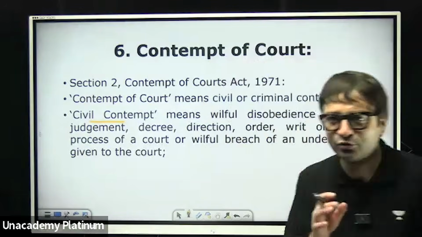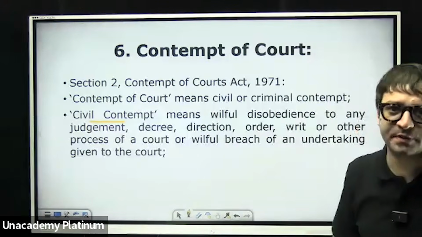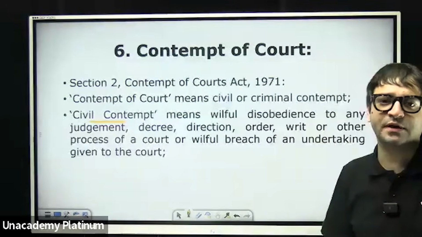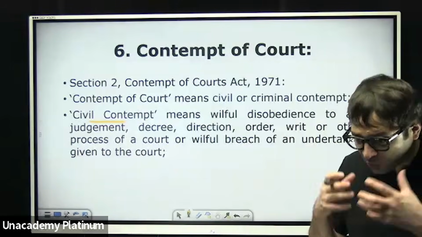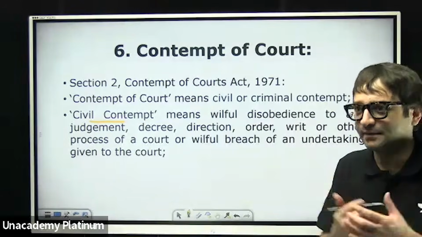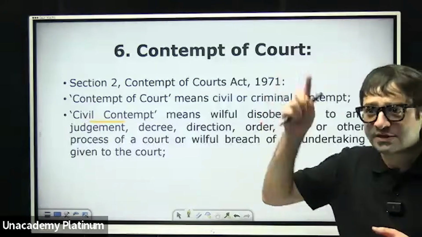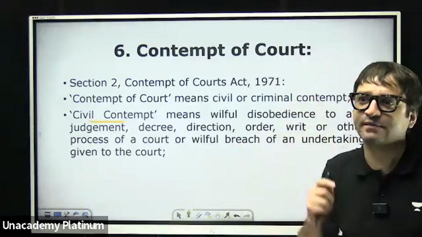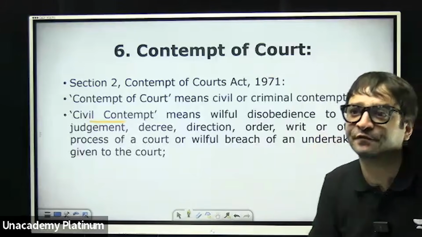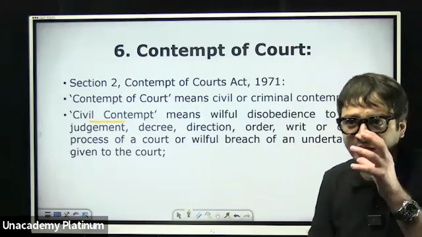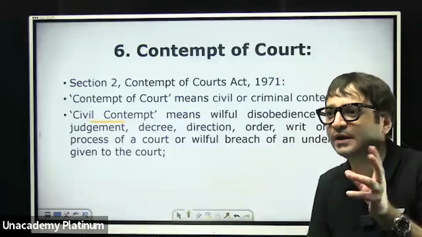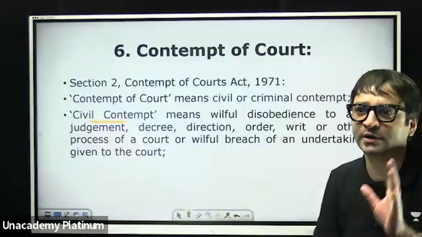Only thing that Constitution talks about is that your freedom of speech and expression can be restricted on the grounds of contempt of court. But what is this contempt? It has not been defined. For that, we have a law called Contempt of Courts Act passed by the Parliament in 1971. And it is this law which defines what is a contempt. And it defines contempt into two. Either it is a civil contempt or a criminal contempt.